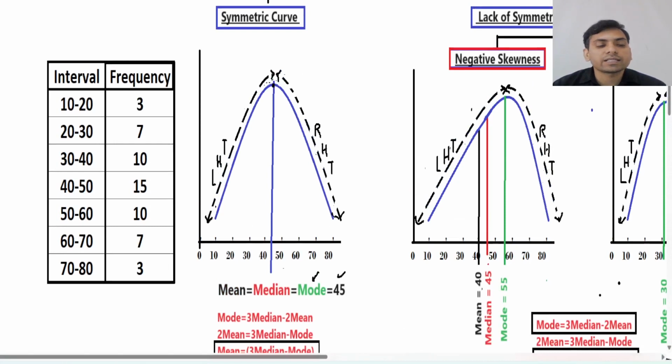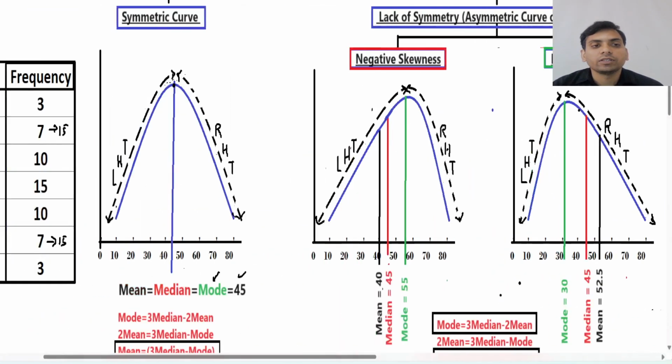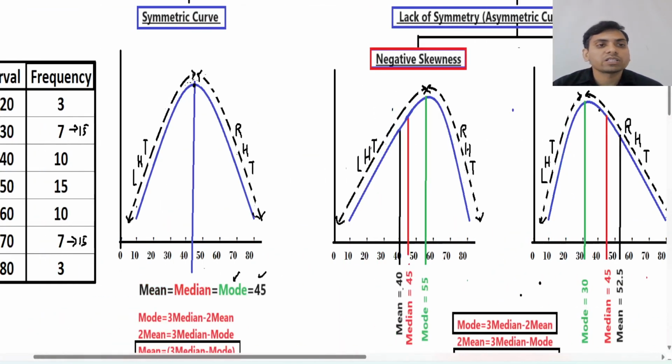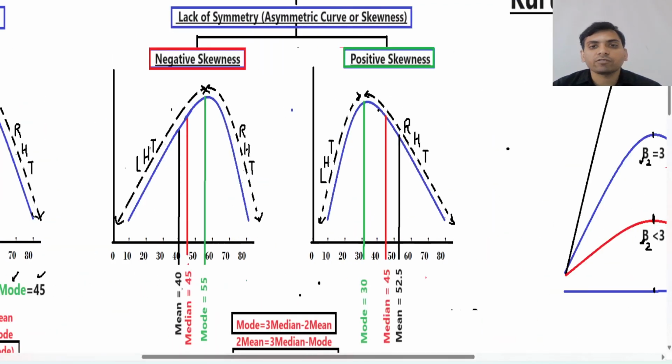Now suppose there are some changes in the data set. Suppose the highest frequency is not exactly in the middle of the data, but at this location, or at this other location. You will see the shape of the graph converted into this form, because you are shifting the highest frequency towards the right or towards the left. If you shift it towards the right, you will see this kind of situation, and if you shift it towards the left, you will see this kind of situation.